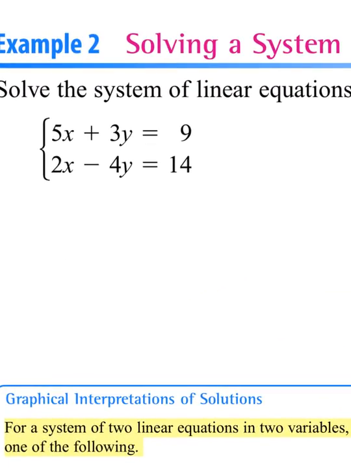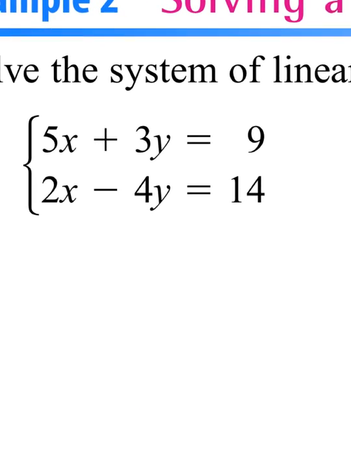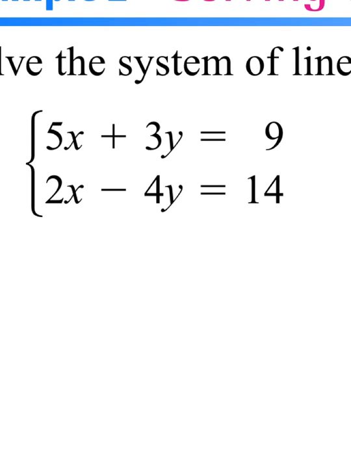Here's my system. Is this set up as easy as the last one was? No. Again, some people want to eliminate x's, some will want to eliminate y's. It does not matter to me. Why do I think it's easier to eliminate y's in this one? Because one's negative, one's positive already. We don't have to worry about anything else.